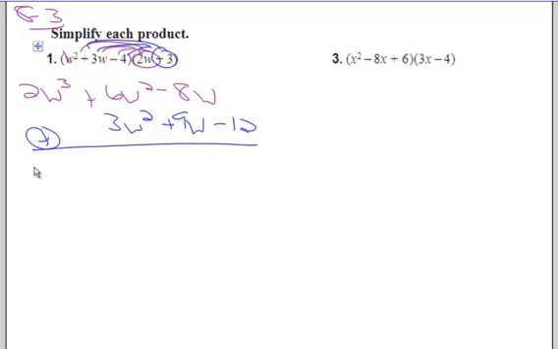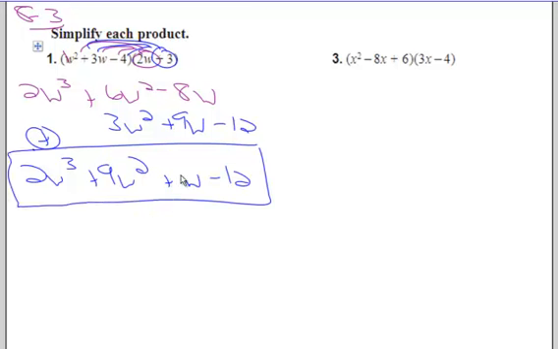I'm going to add up my like terms. 2w cubed plus 9w squared plus 1w, or just w, minus 12. That's it. Okay, fancy distributive property for FOIL, and now if I have anything else, binomial, trinomial, that's what we have to do. Alright, let's try it again.